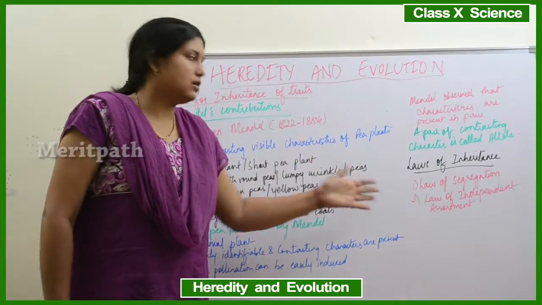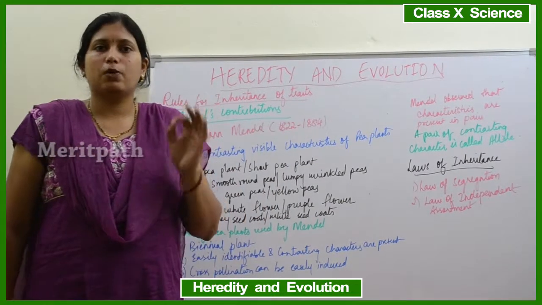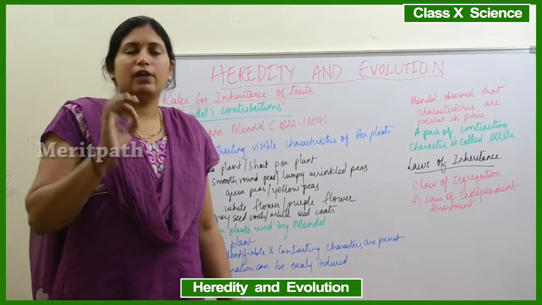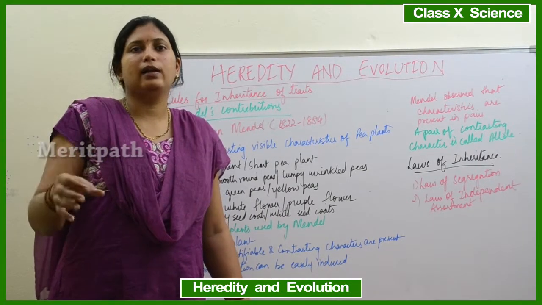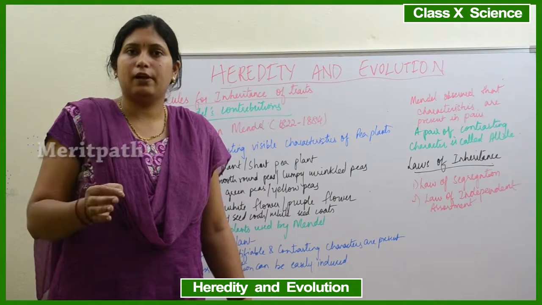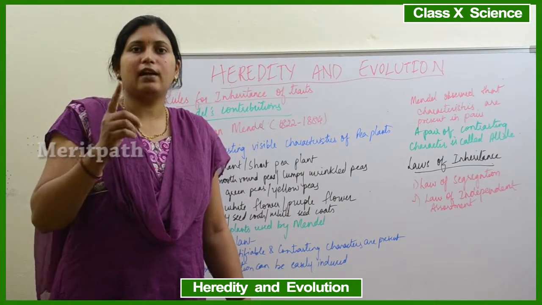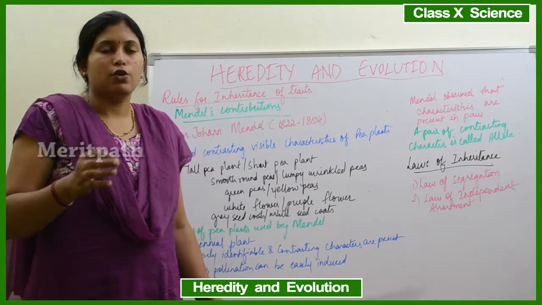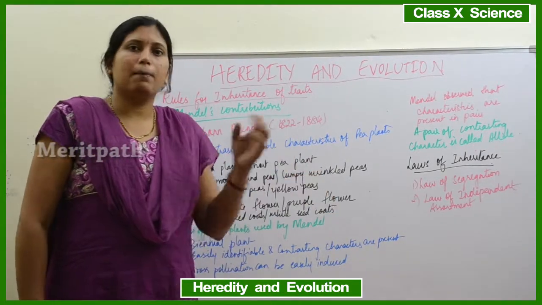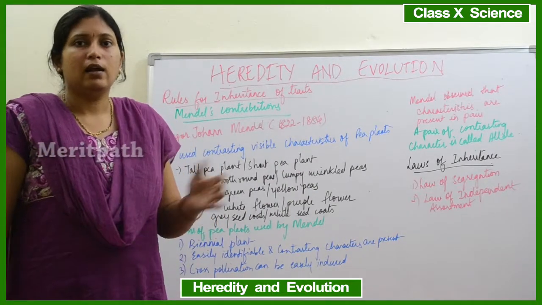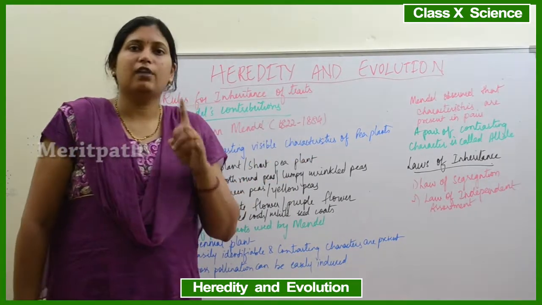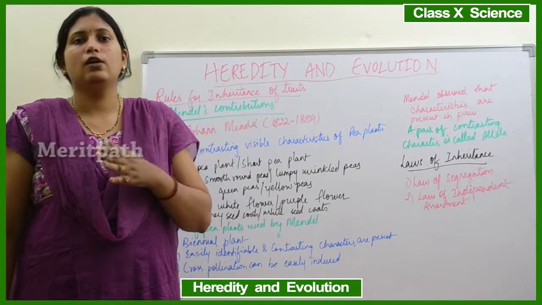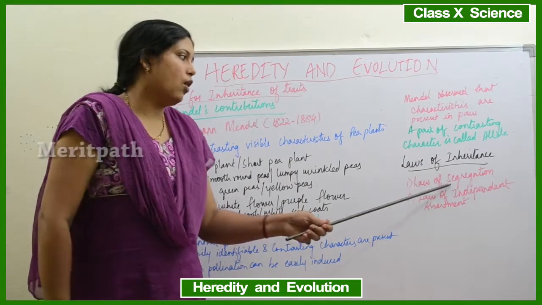What is the law of segregation? Every individual possesses 1 pair of alleles for a particular trait, right? But during gamete formation, only 1 trait will be passed out, and that trait will be either dominant or recessive. So every individual possesses a pair of alleles for a particular trait, and during gamete formation only 1 trait will be passed out to the next generation. So that is the law of segregation.